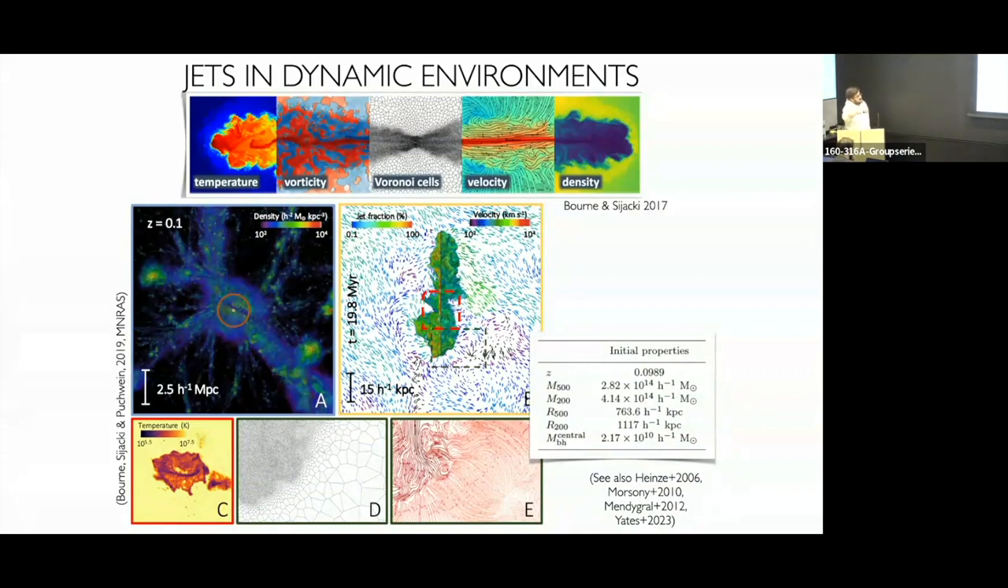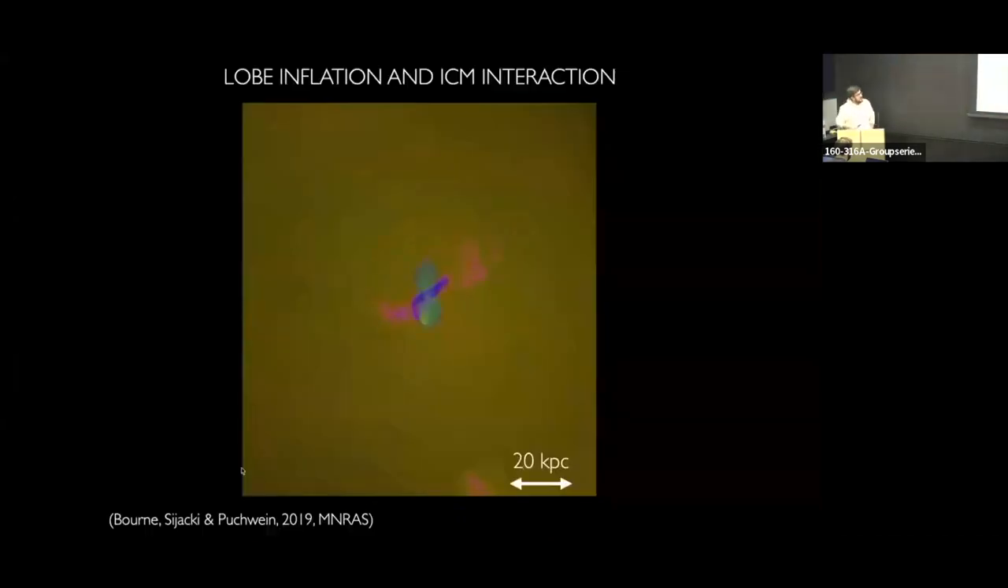So this yellow box here is this point in the center of this cluster, and we can look at the lobe inflation and interaction with the cluster weather. It's just illustrating the Voronoi mesh within this region here. There's also this cold disk structure in the center that the jet interacts with. Here's a quick video of what's going on.